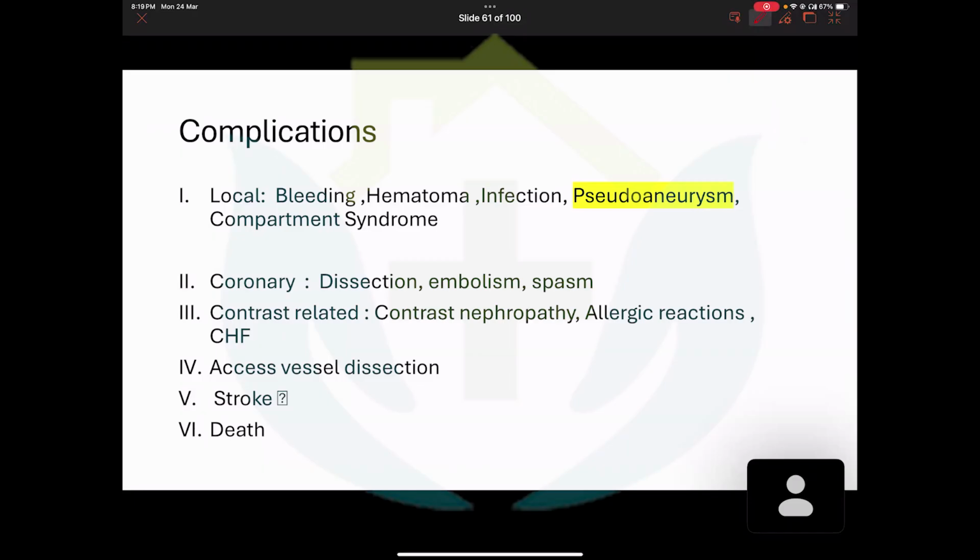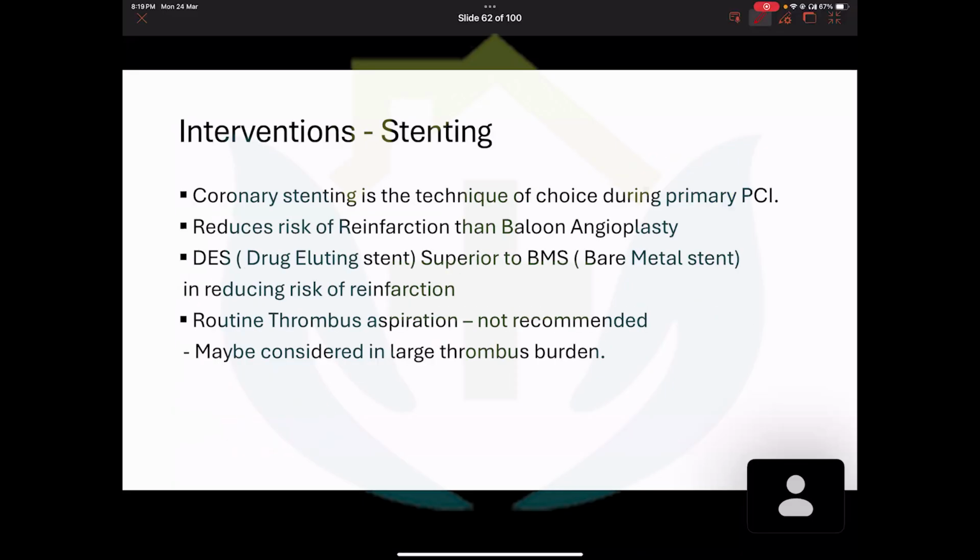Complications are pretty simple, straightforward. Local complications with bleeding, infections, pseudoaneurysms, dissections. A chance of stroke is always there, and on-table death is around 1% mortality. Drug-eluting stent is superior to bare metal stent. Nobody is using a bare metal stent now, almost always a drug-eluting stent. Routine thrombus aspiration is not recommended. Both of them are previous exam questions. Routine thrombus aspiration is not recommended. DES is recommended.